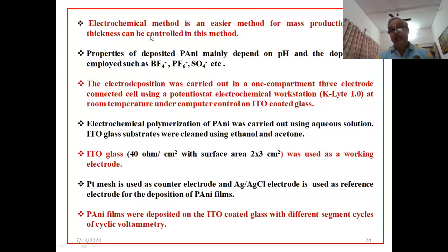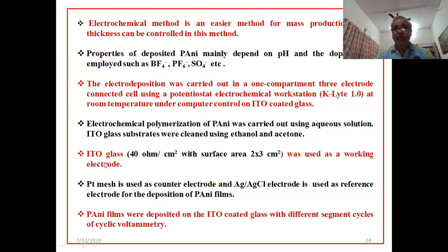The electrochemical method is an easier method for mass production, and film thickness can be controlled in this method. In the oxidation method, we are not controlling the film thickness. The electrode deposition was carried out in one compartment, three electrode cell.